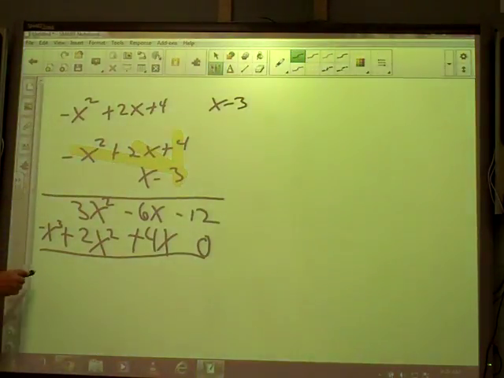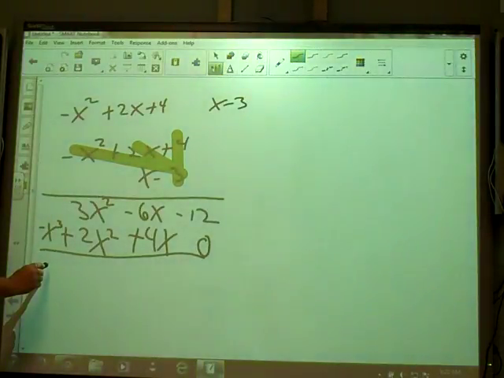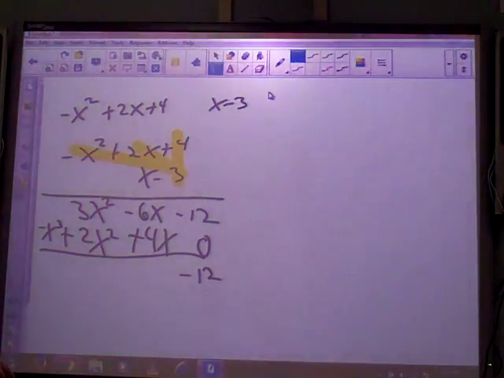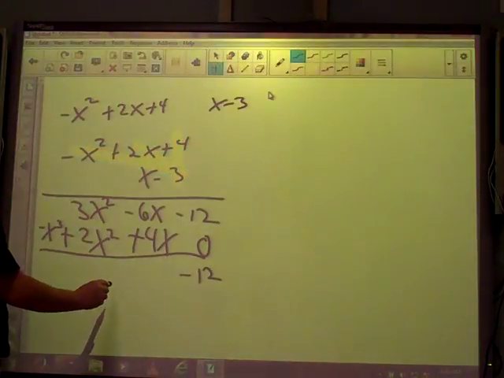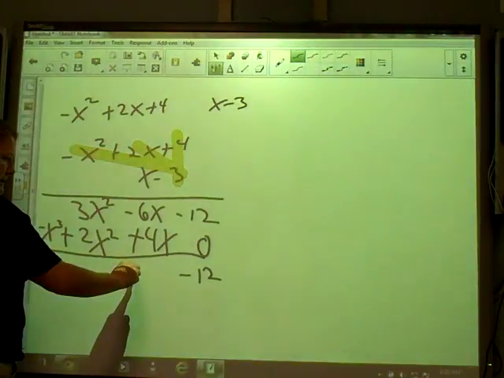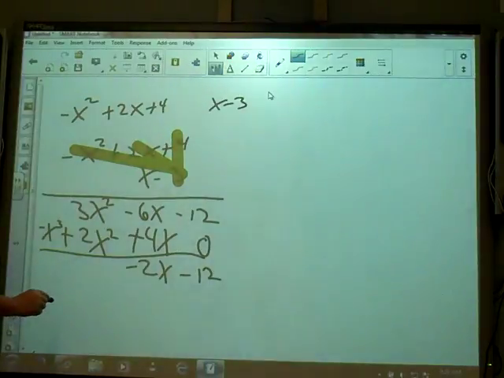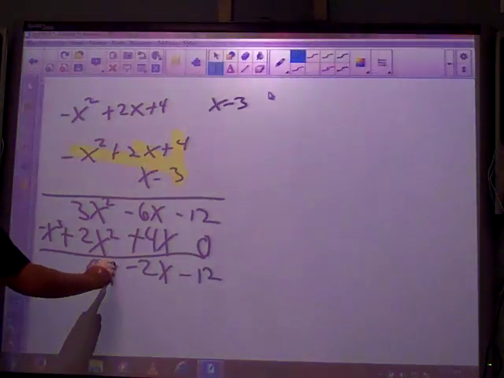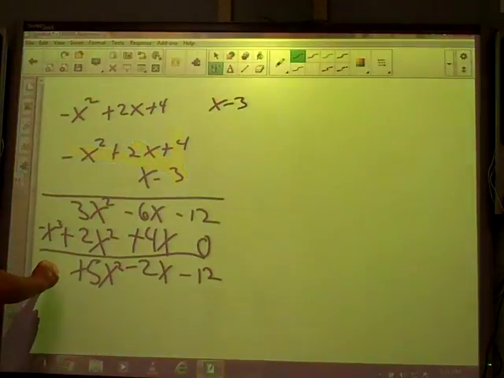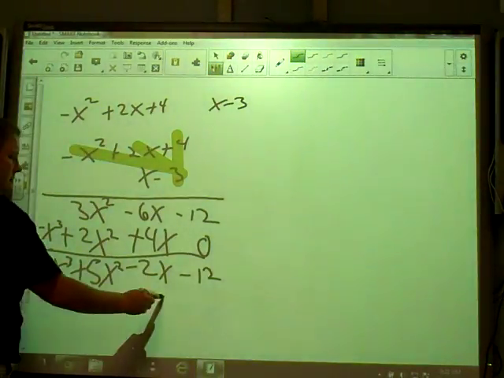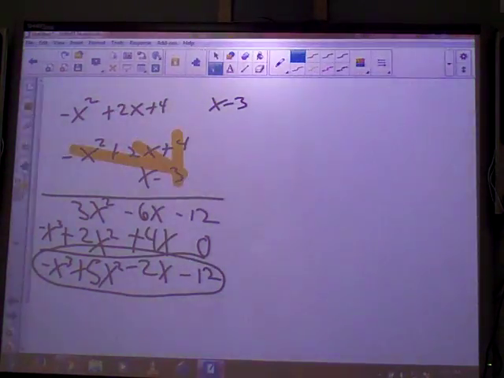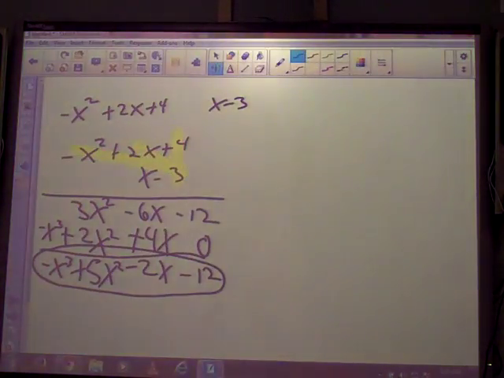You got negative 12 plus 0 is negative 12. Keep going. Negative 6 plus 4 is negative 2. Keep going. 5x squared, and then just negative x cubed. There's one way to do that. What's the other? I like the other way better. That was very confusing.